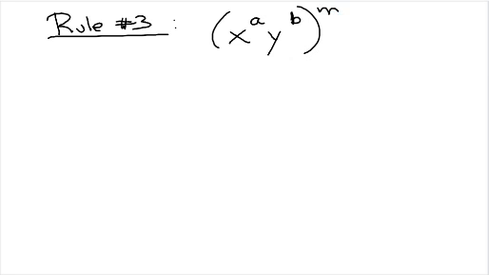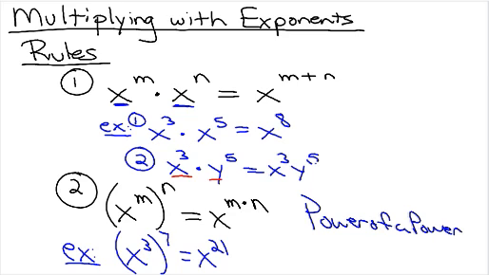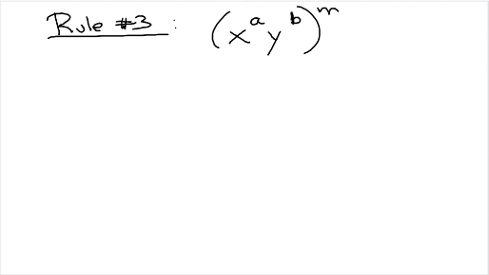Well, what I do is I use what I learned on the power of a power rule, but I have to distribute it to both of these. So this is x to the a times m, y to the b times m. This one's not a hard one. You basically think distribute.